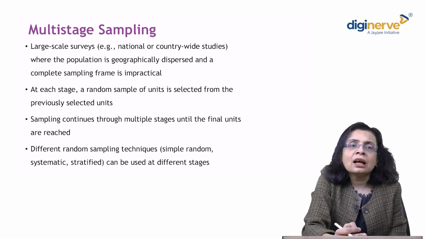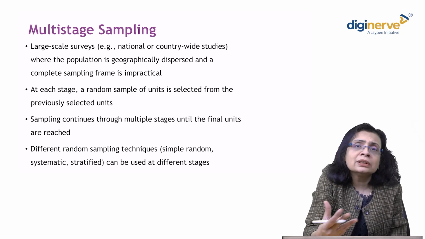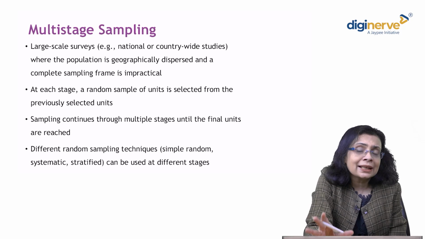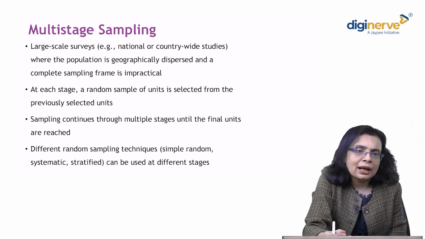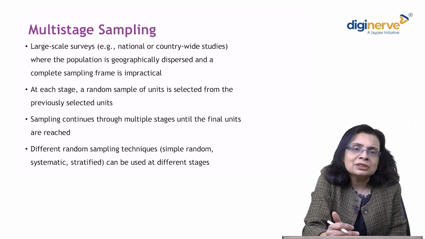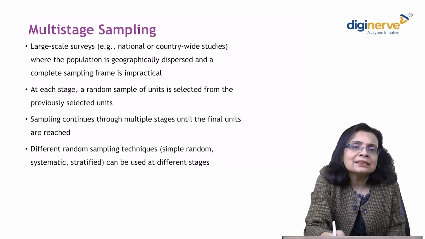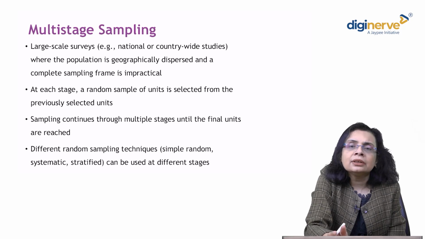So examples are the large scale surveys, for example national or countrywide studies. Maybe in a study you want to include individuals from all the states. So how do you ensure that your sample represents the entire state properly or not? So the population may be geographically dispersed, and a complete sampling frame becomes impractical. So you do sampling in stages, and at each stage a random sample of units is selected from the previously selected units. So sampling is done in multiple stages, and it continues through multiple stages until the final units are reached.